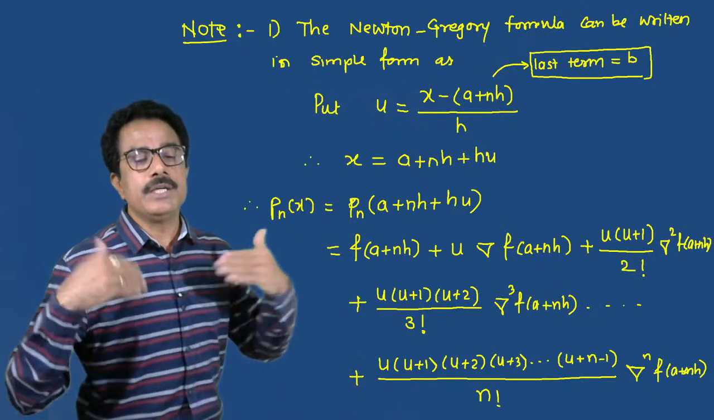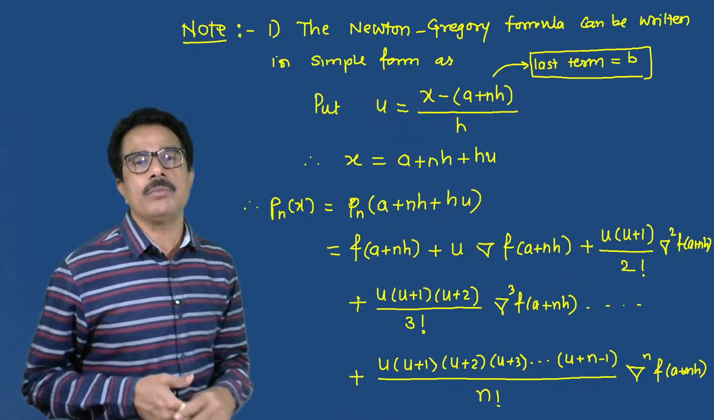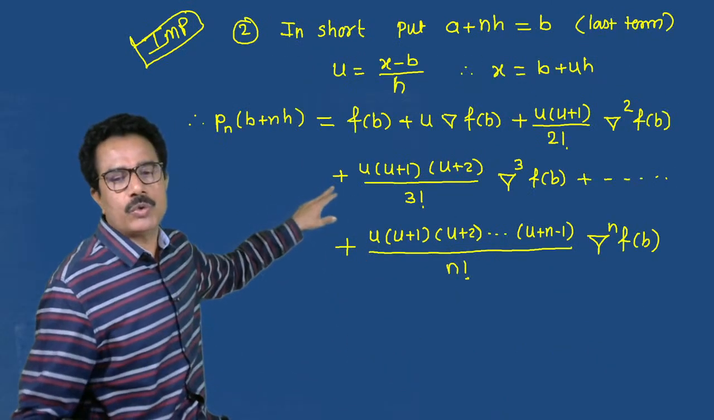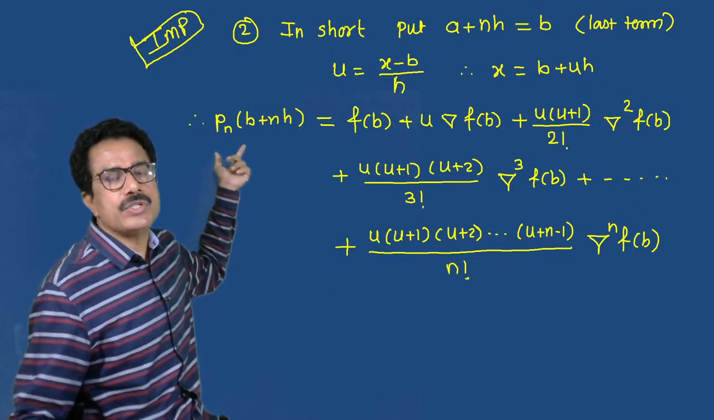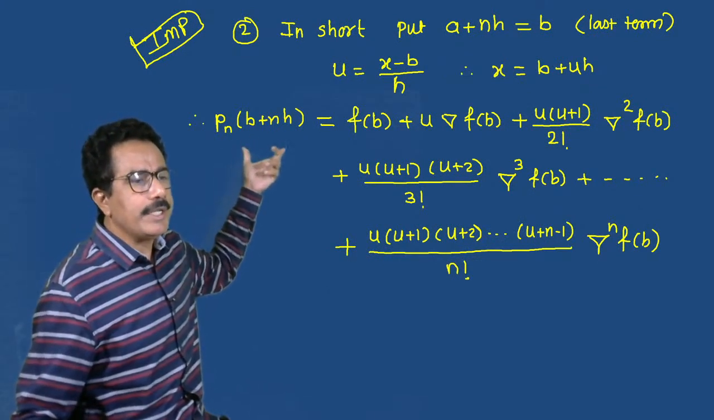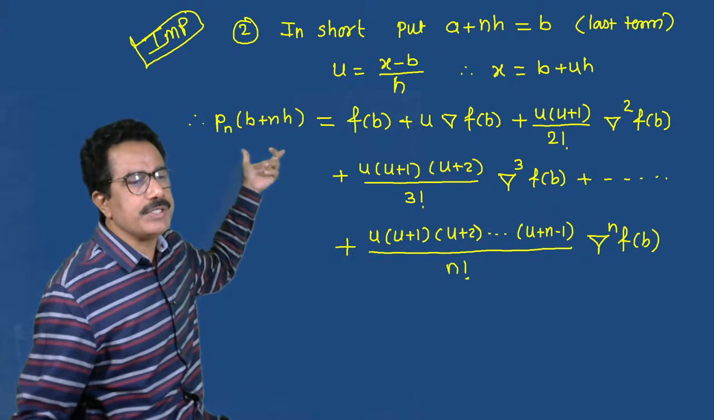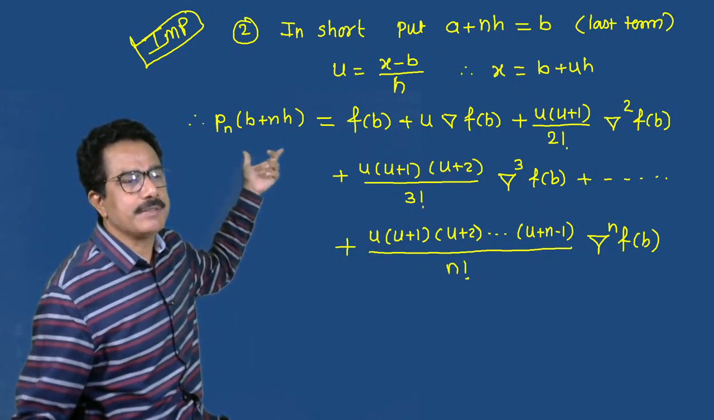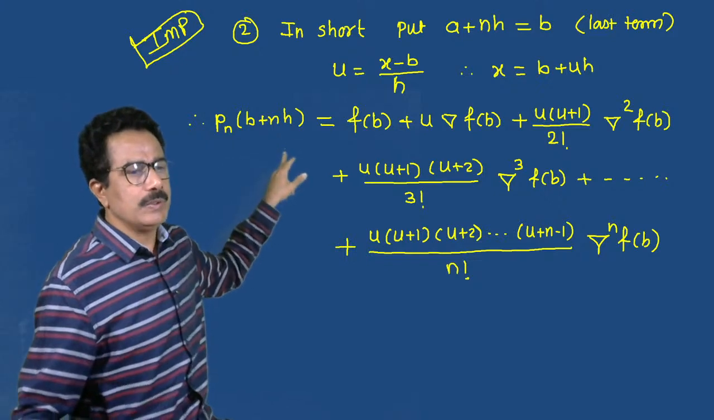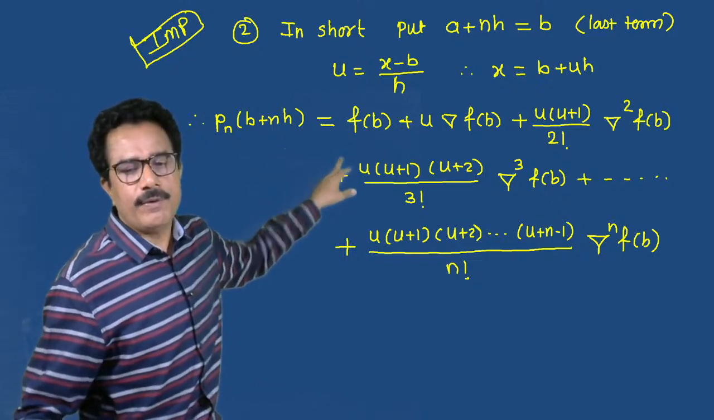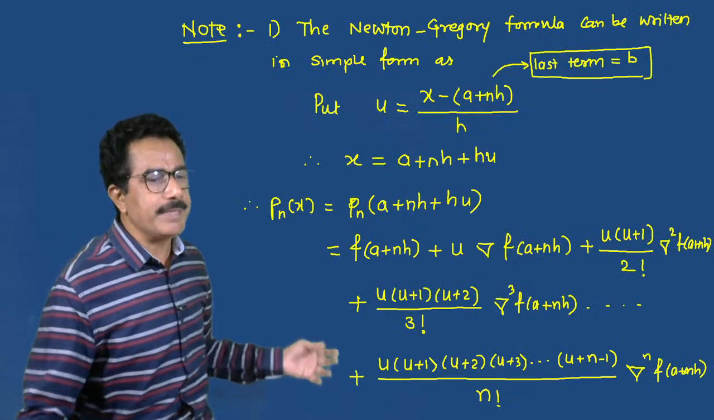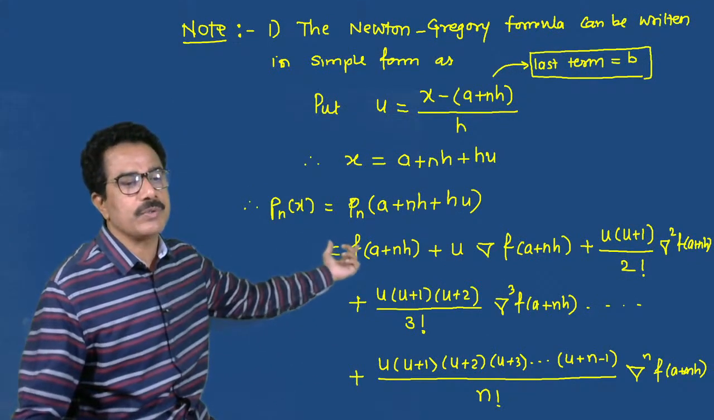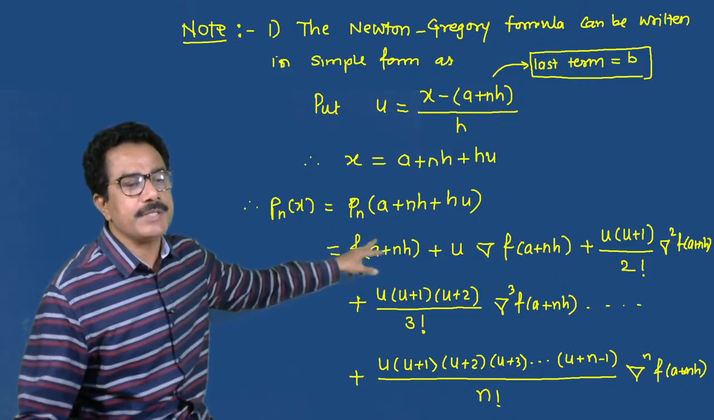See this, the Newton's backward interpolation formula is in the simplified form. You have to write this f of x is equals to, or f of b plus nh is equals to, we can write f of b plus, now here b means we took an extra term, actually the formula is f of x is equals to f of a plus nh plus hu.